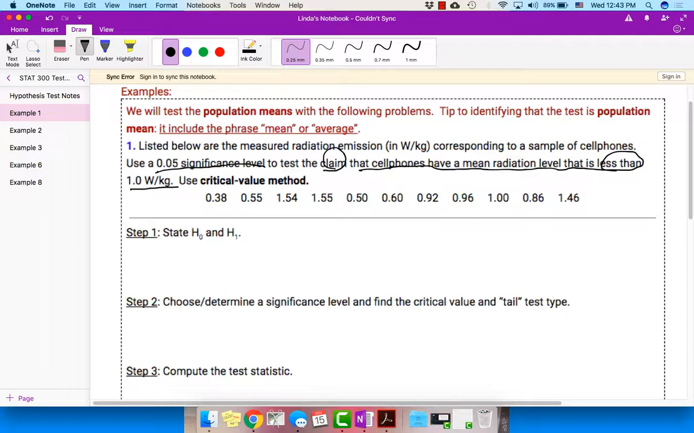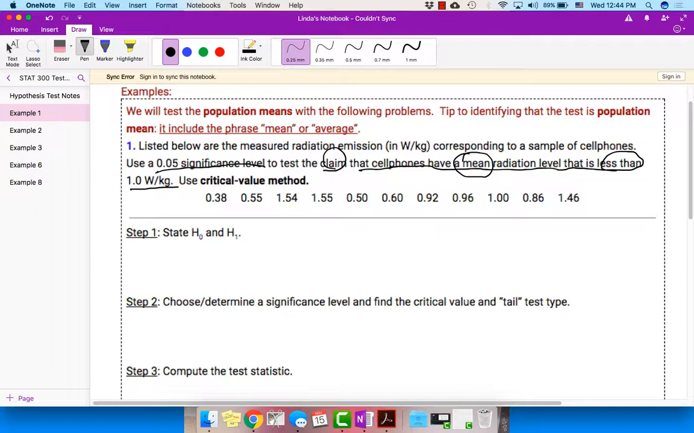Okay, so I underlined some information and I circled some information. And as you can see here, I circled the claim so that I will know what kind of claim is being made about this population. And here's the clue to what I am testing about. Am I testing about the mean?